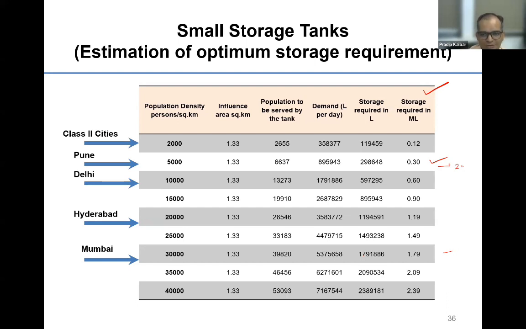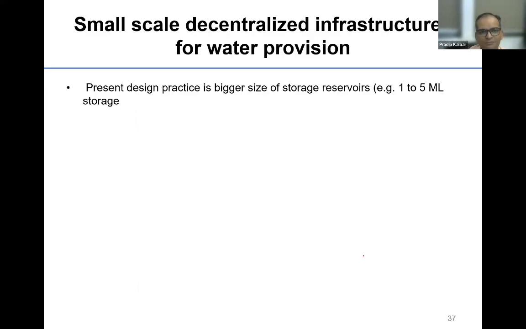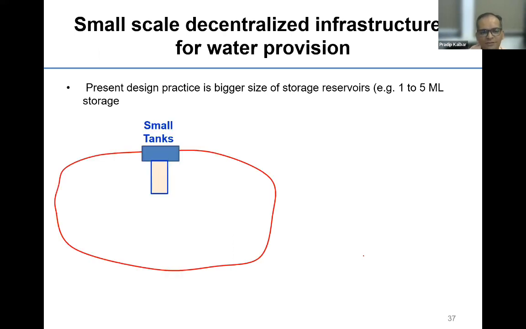And then class 2 cities. So this is just a guideline. I'm not saying everything has to be reflected on the ground, but the direction of thought has to be this, that you have to maintain an influence radius, influence zone of the tank while planning the new DPRs. So the first recommendation is small scale decentralized infrastructure.